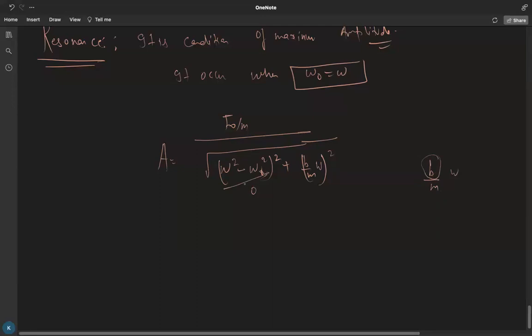So what is resonance? Resonance is a condition when we have maximum amplitude, and it occurs when the angular frequency of the driving force is equal to the natural frequency of the system. I hope it will be clear to all of you.